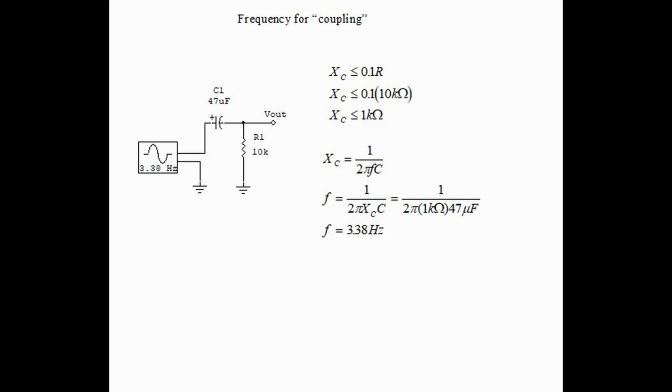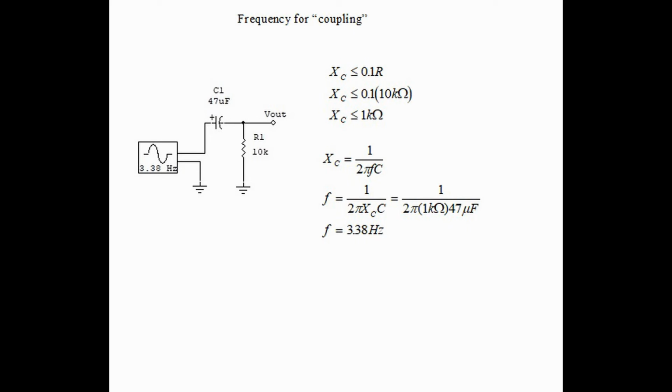Let's take a brief look at the capacitors now. When we're looking for the lowest frequency for good coupling, we mean that we want a certain frequency at which most of the signal will get through the circuit. That means we're going to input a signal and we want most of the signal to get out to where it says V out. For good coupling, they say capacitive reactance XC should be less than or equal to 0.1 times R. So that equals 0.1 times 10 kiloohms. So capacitive reactance should be less than or equal to 1 kiloohm.